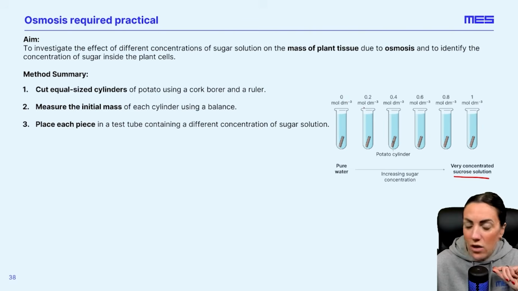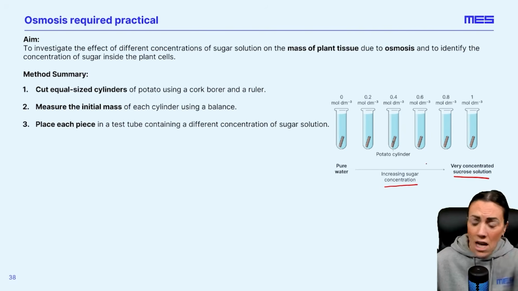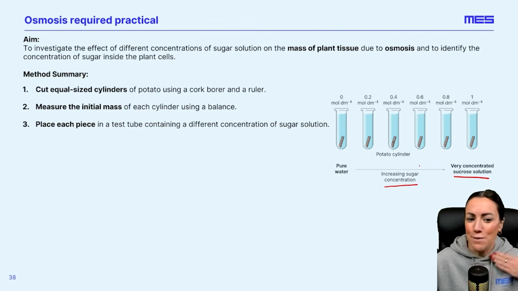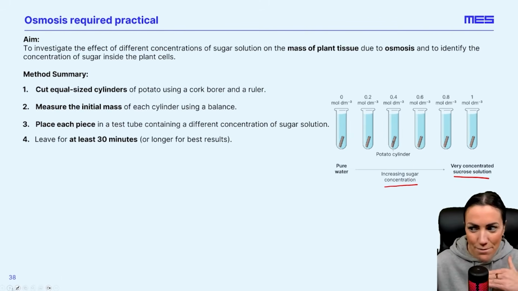And you can see we've gone up in increments of 0.2. So we've got a range of different concentrations. We're increasing the sugar concentration as we go from left to right. The solution should be the same volume. The potato cylinders should be the same size, same surface area. They should have had their skin removed because that would act as a barrier to osmosis. And obviously you're going to leave them in there for the same amount of time.